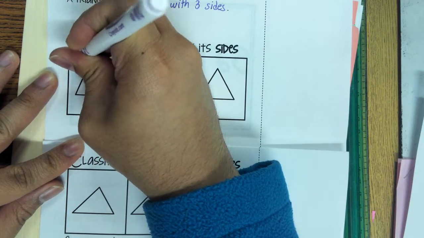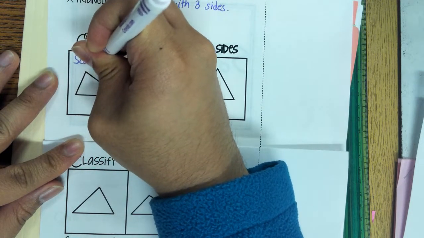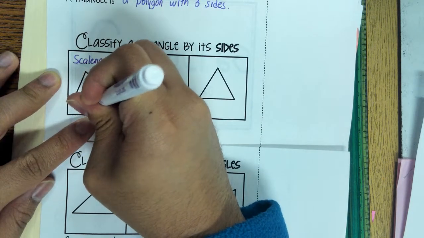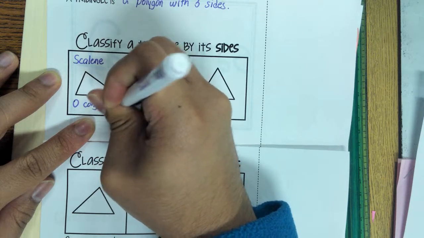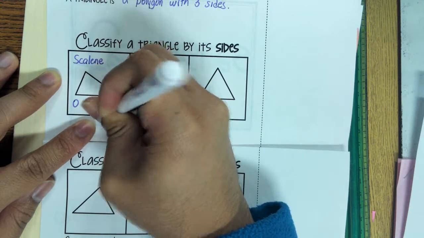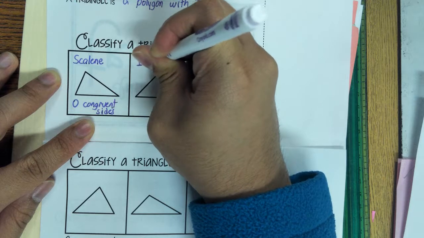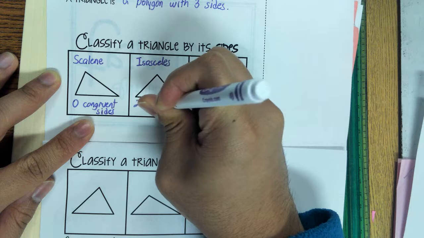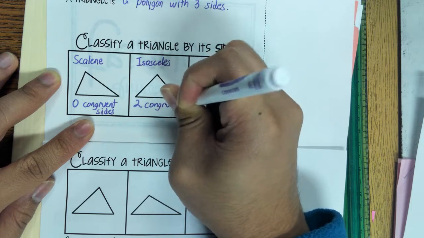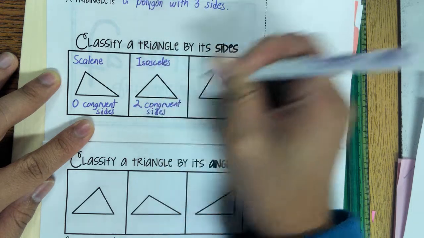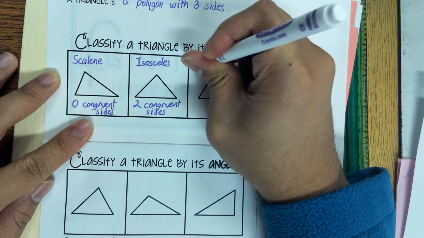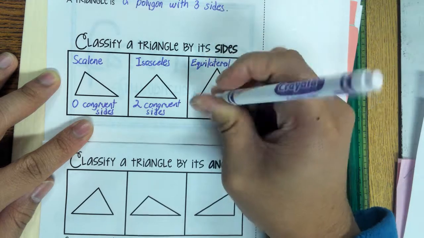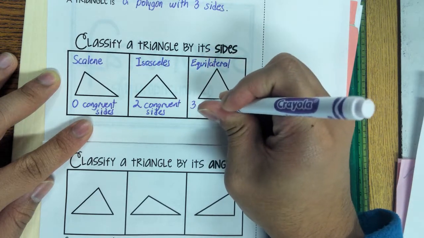So first we have scalene, which means 0 congruent sides. We have isosceles, which has 2 congruent sides. And we have equilateral, which has all 3 sides congruent.